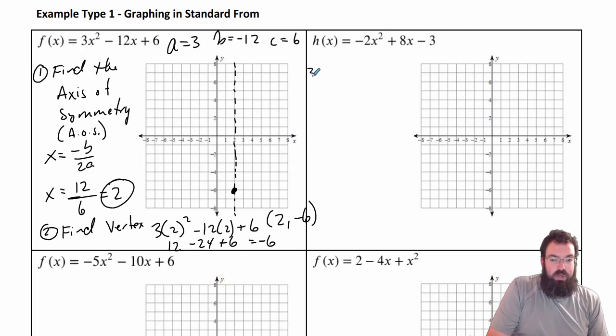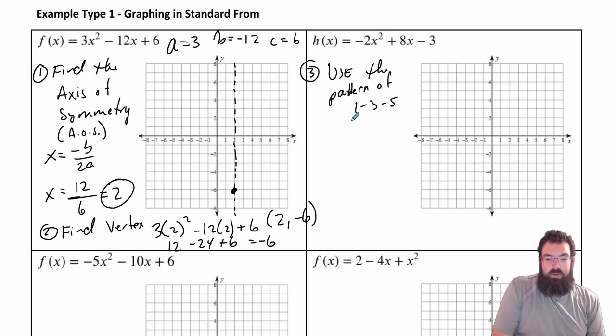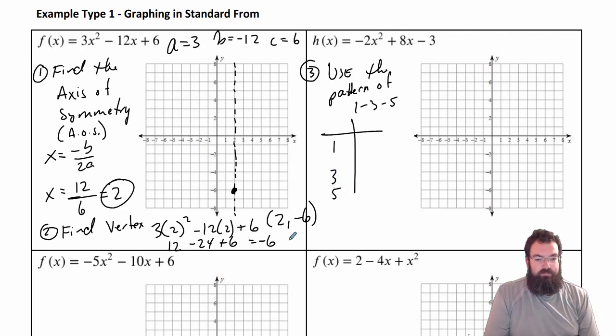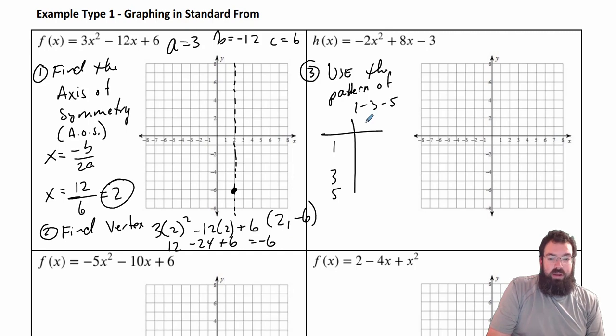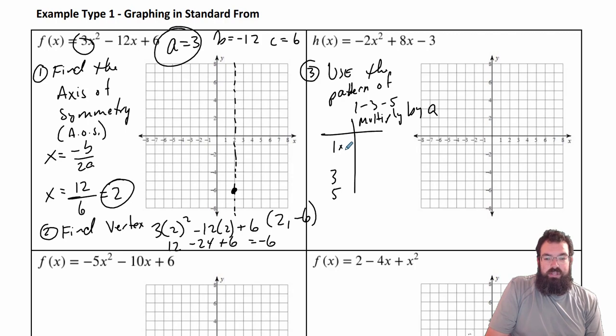Then your step 3, and this is really the final step, is you're going to use the pattern of 1, 3, 5. What does that mean? That means I'm going to make a table that has 1, 3, 5 in it. And I'm going to multiply by whatever A is. So multiply by A. Well, what's A? A is 3, right? We already had that down. 1 times 3 is 3. 3 times 3 is 9. 5 times 3 is 15.